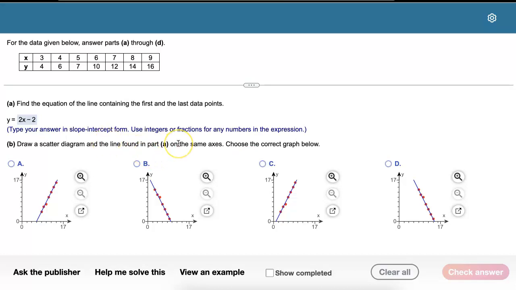So now we're starting to turn to the technology. If you've already typed this into a calculator or Desmos, then you already have more than likely your scatter diagram or scatter plot. The next thing you'd want to do is just type in this equation. So let me switch over to a Desmos screen.